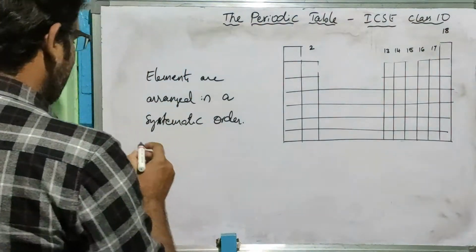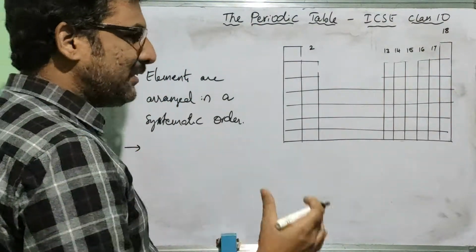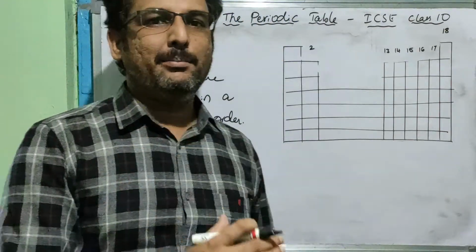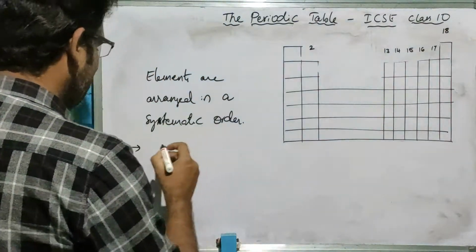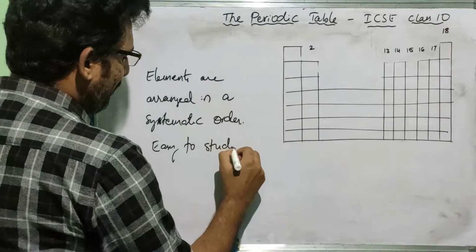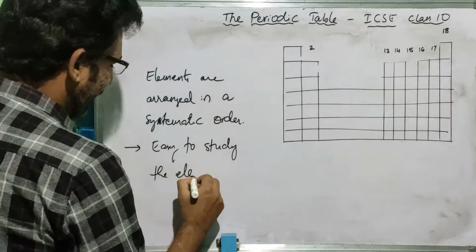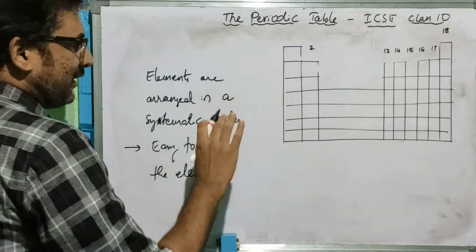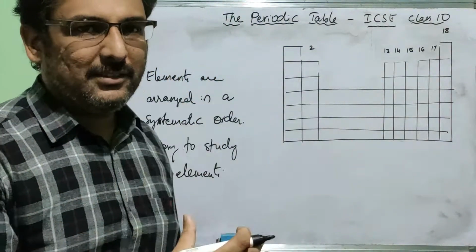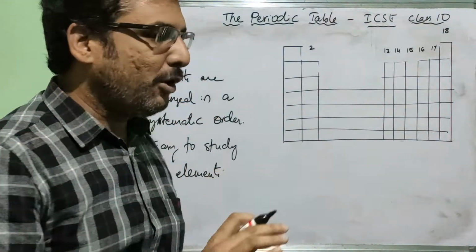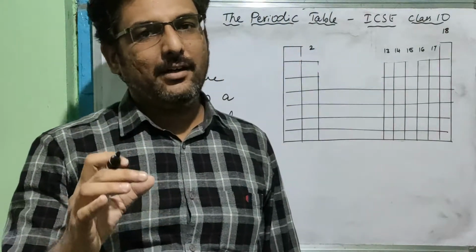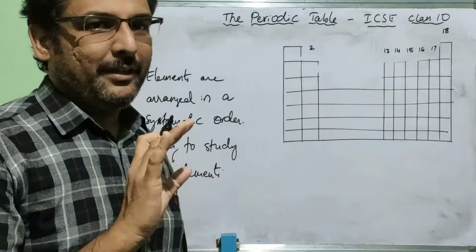The main reason for this is that it will be easy for us to learn and understand the properties of the elements. So the main reason is it makes it easy to study the elements. The arrangement of these elements in the periodic table makes it very easy for us to study the properties of the elements, and that is the reason why the elements are arranged in the periodic table.